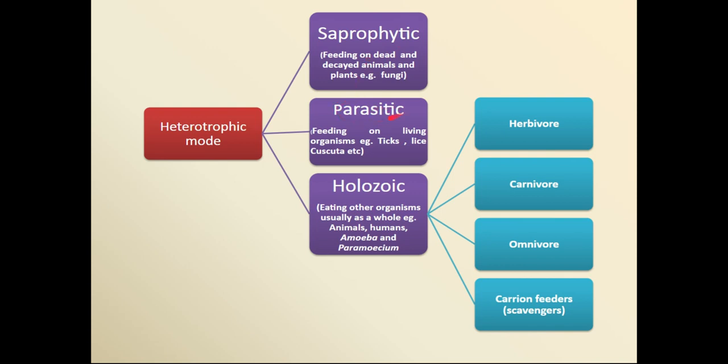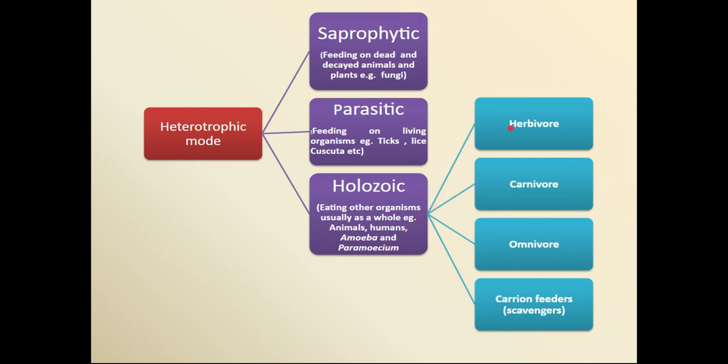Then the parasitic mode of nutrition, when organisms feed on living organisms, referred to as the host. Examples: ticks, lice, Cuscuta. Cuscuta is referred to as a parasitic plant. It is called amarbail in Hindi. Holozoic, when the organism feeds on other organisms as a whole. Examples: human, amoeba, paramecium, etc.